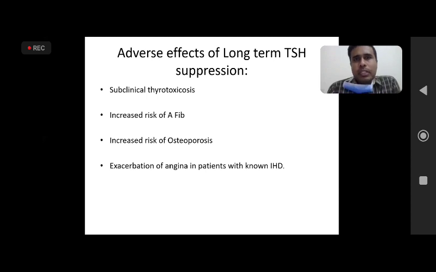So what are the adverse effects of long-term TSH suppression? Since we put all these patients under long-term TSH suppression, the most common side effects are subclinical thyrotoxicosis, increased risk of atrial fibrillation, increased risk of osteoporosis, and exacerbation of angina in patients with known ischemic heart disease.